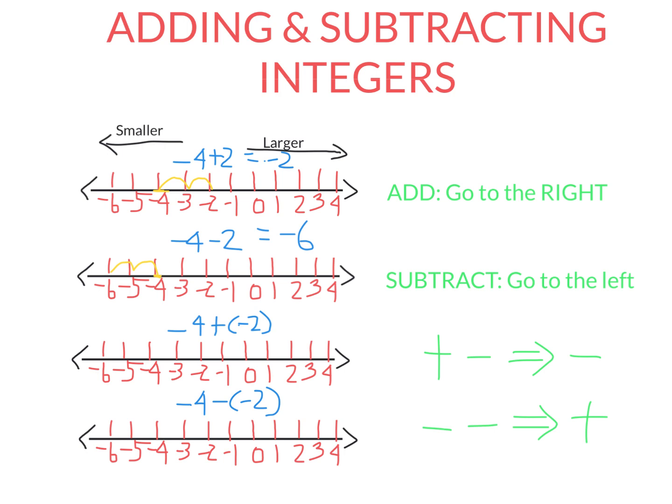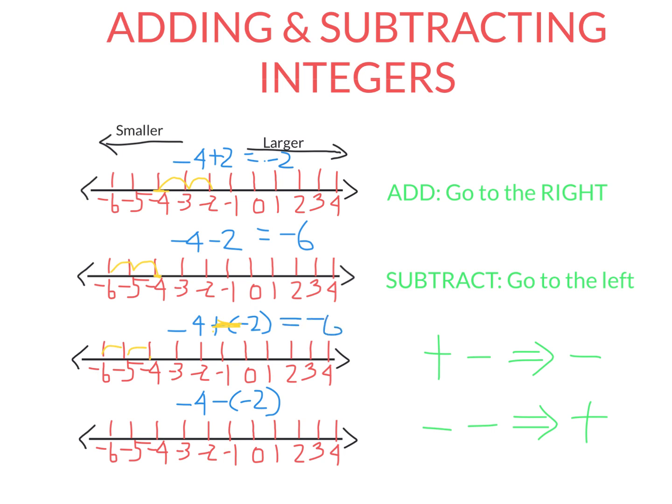So what about when we have positive and negative signs next to each other? Well, we're going to use these rules here. So if you have negative 4 plus negative 2, don't worry too much about the brackets, but we have a positive and a negative sign next to each other. When you have a positive and negative sign next to each other, you replace it with one negative sign. So negative 4 plus negative 2 is actually the same as negative 4 minus 2. I just changed plus and minus next to each other to a minus. So once again, we're going to start at negative 4, go 2 to the left. We get the same answer as the last time.